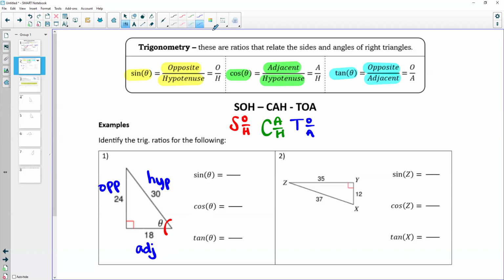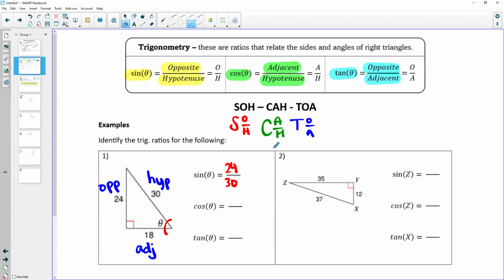So if we take a look at setting up these ratios, the first one they ask us for is sine of theta. Sine is O over H, or opposite over hypotenuse, like we see up here. If I want to write that ratio, the first number we put on the top of our fraction is the opposite side. Looking at our picture, the opposite side is 24. So we're looking at 24 over, on the bottom, the hypotenuse, which here is 30. So the ratio for sine of theta is 24 over 30.